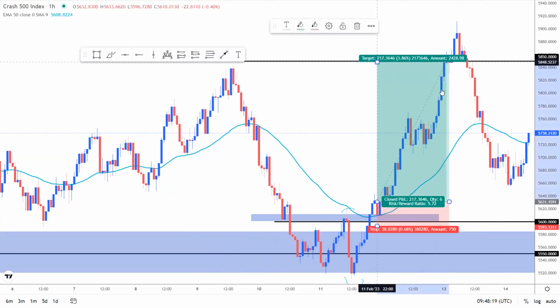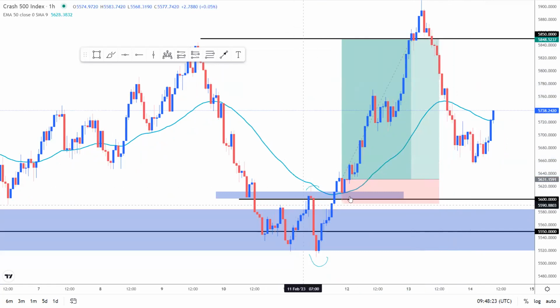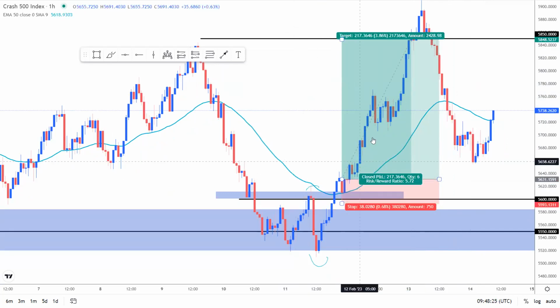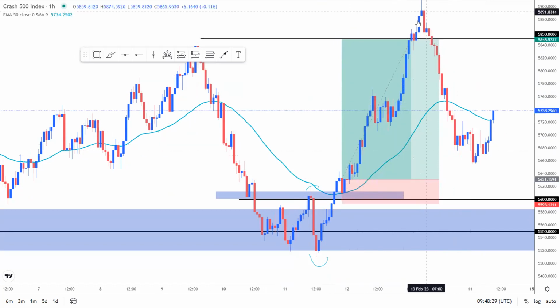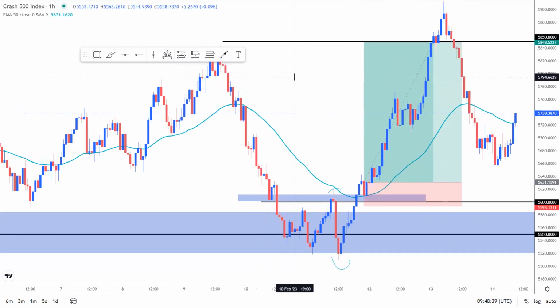And then you can see how quickly, as soon as I got in on the buy trade, price quickly rallied all the way to the upside, eating my take profit for a 1 to 5.7 on Crash 500. So yeah, that's it, guys.